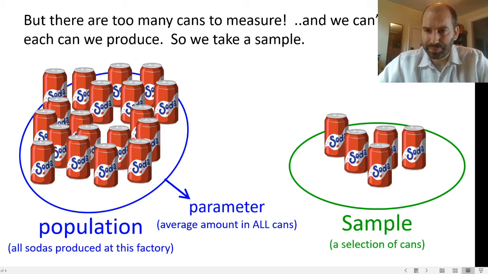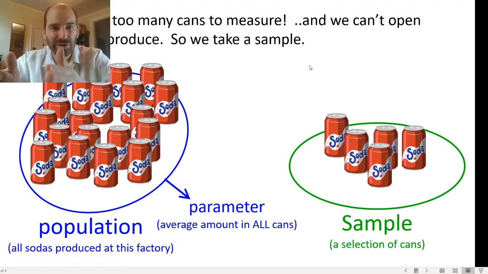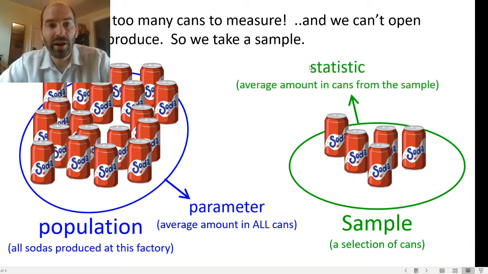And we can make the same measurement in our sample that we tried to do with the population, right? We record the values, the amount of soda in each can, and then we take an average. And that gives us what we call a statistic. That's the average amount of soda in our cans from the sample. So notice the difference here.